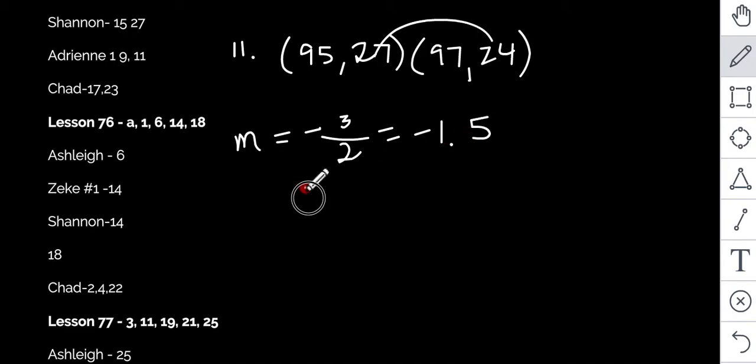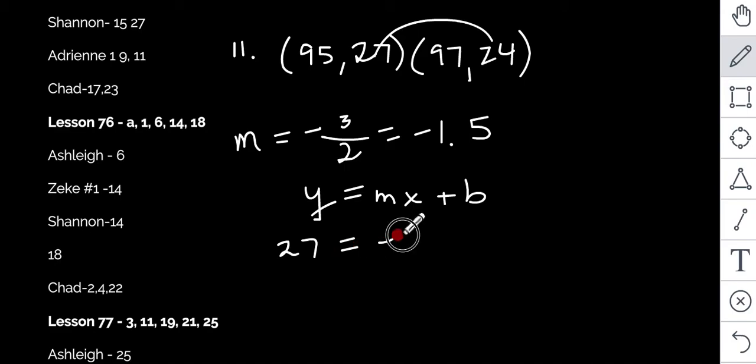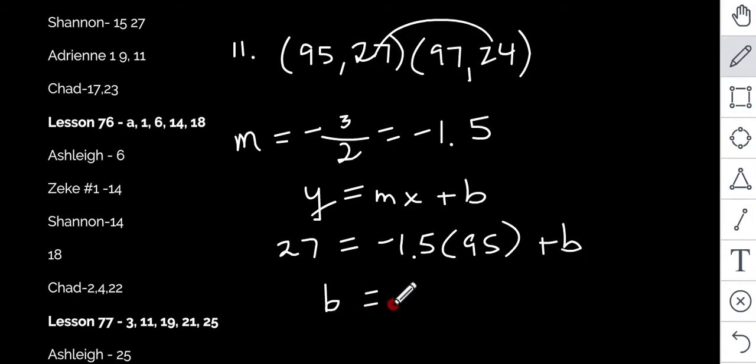Okay, so we're going to take our y equals mx plus b, right? And we're going to put in the x and y coordinates. So I'm going to put in the 27. I'm going to put in the negative 1.5. The x is 95 plus b. When I do all that work, I get b equals 169. The book is a different number.